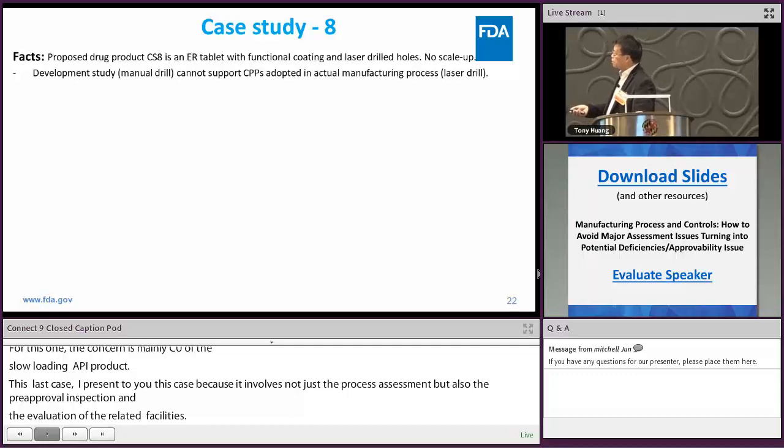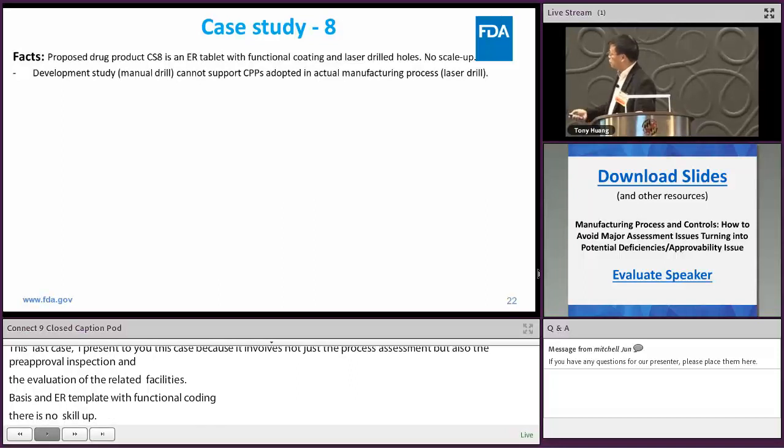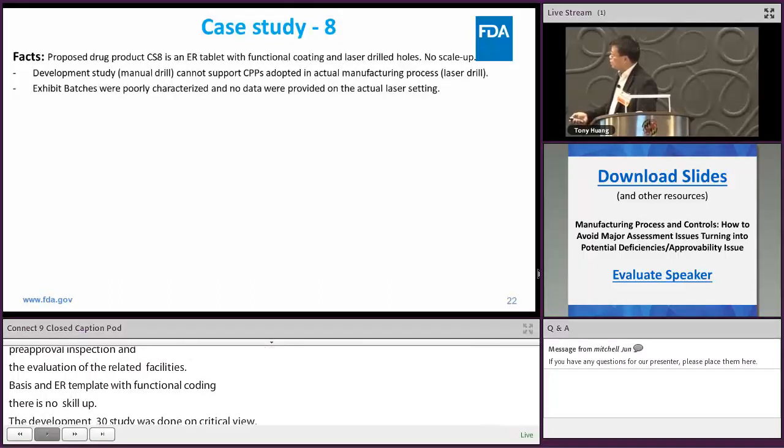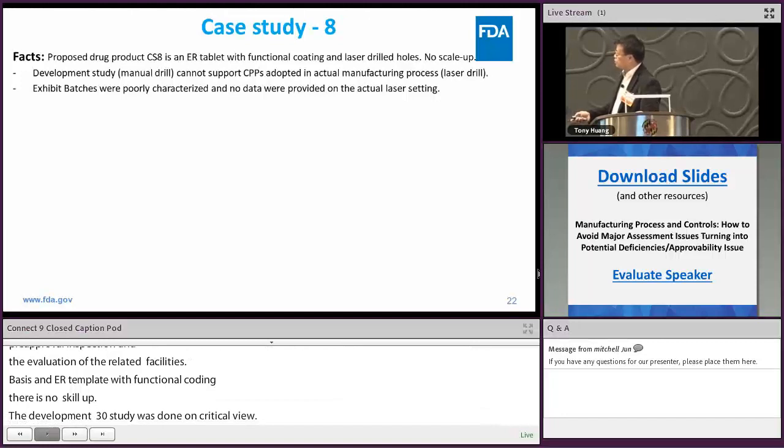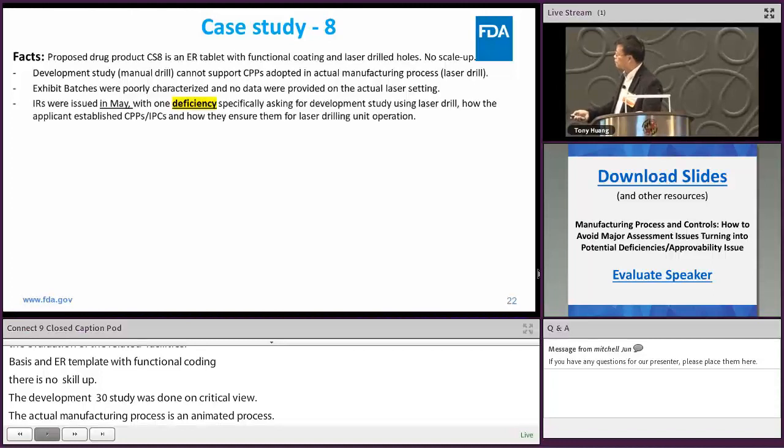The development study was done on manual drill, and it cannot support the critical process parameters adopted in the actual manufacturing process, which is an automated laser drill process. The exhibit batches were poorly characterized, and no data were provided on the actual laser setting. So that's something we missed in the submission.